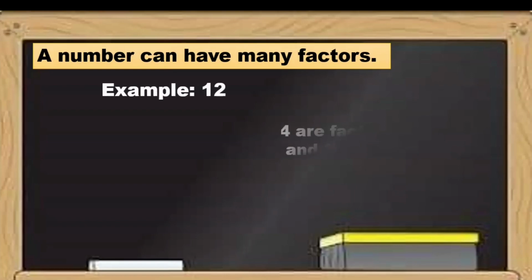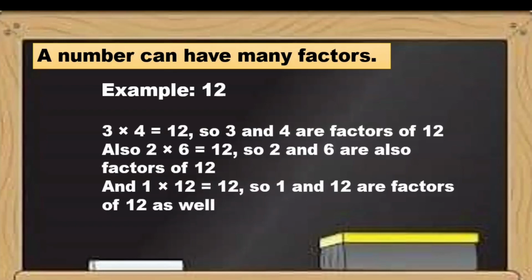Example, 12. Maraming mga numbers na kapag minultiply, ang sagot ay 12. Example, 3 times 4 is 12. 3 and 4 are factors of 12. Also, 2 times 6 equals 12. So, 2 and 6 are also factors of 12. And 1 times 12 is 12. So, 1 and 12 are factors of 12 as well.